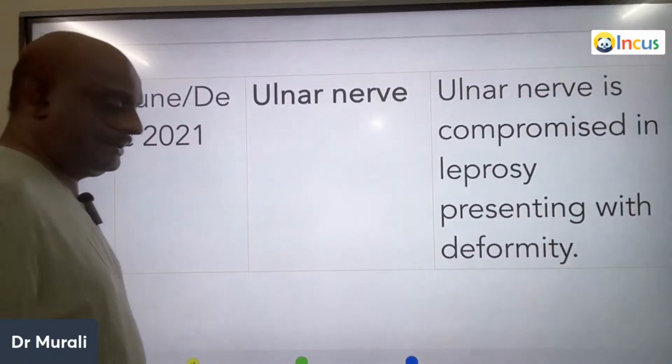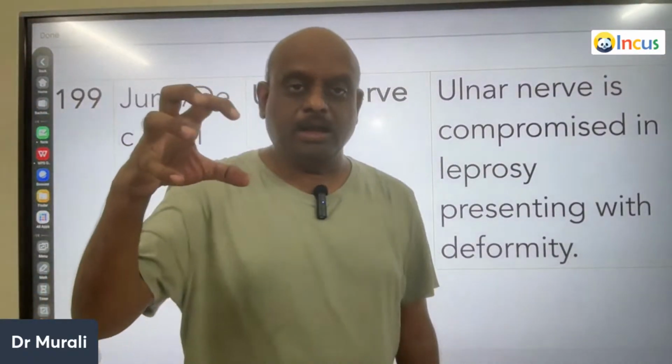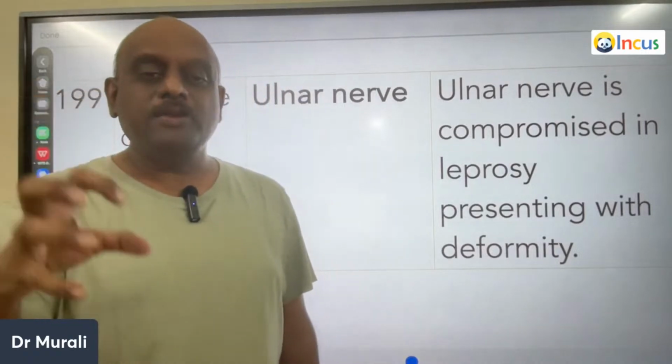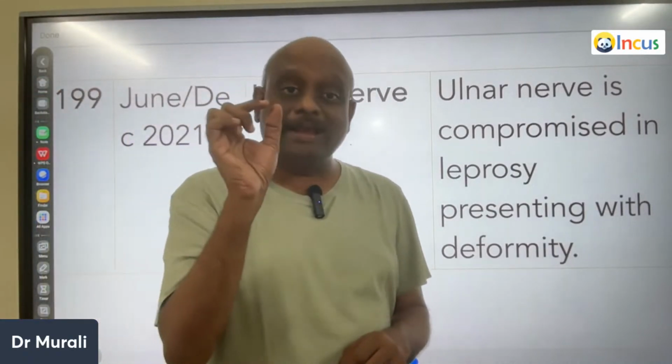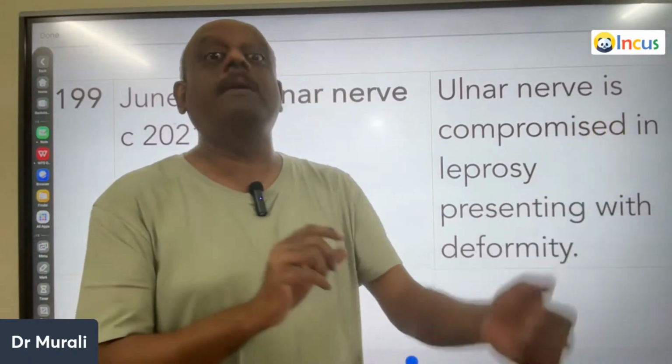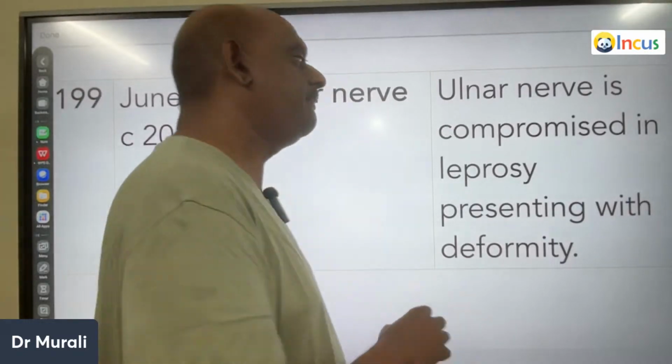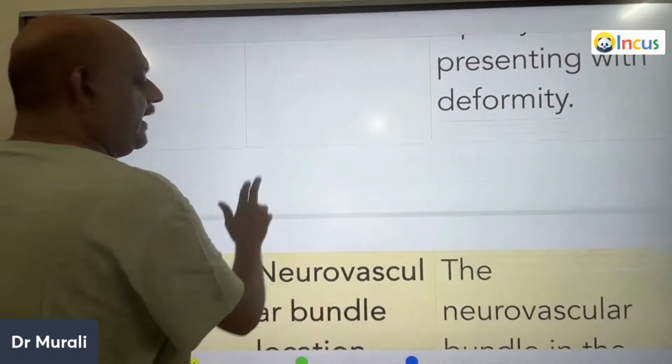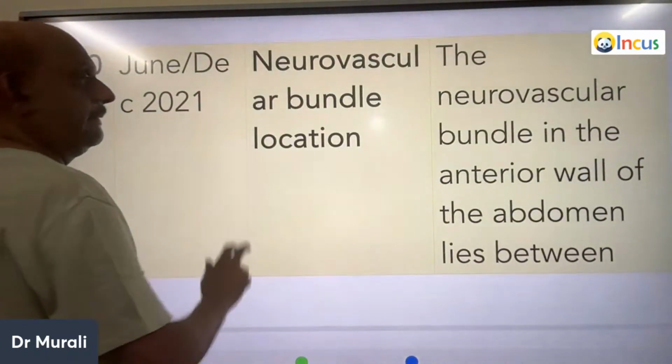So in leprosy, typically you get the claw deformity. It is because of what? It is the thickening of the ulnar nerve, involvement of the ulnar nerve, that leads to the development of the clawing of the hand, is what you have to remember.